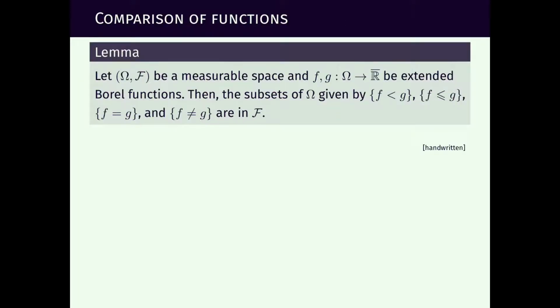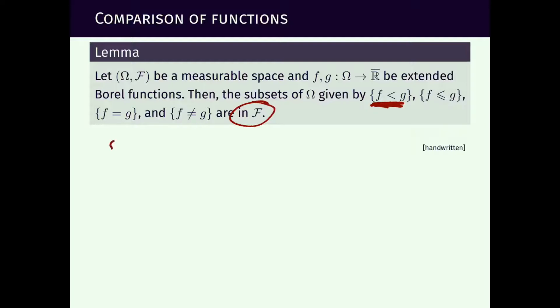So let's go back here to this first basic lemma, which says the set of little omegas where one extended Borel function is strictly smaller than the other is a measurable set. Let's prove this before we stop this first part of this video lecture. So we're going to prove this, but let's assume this for now.